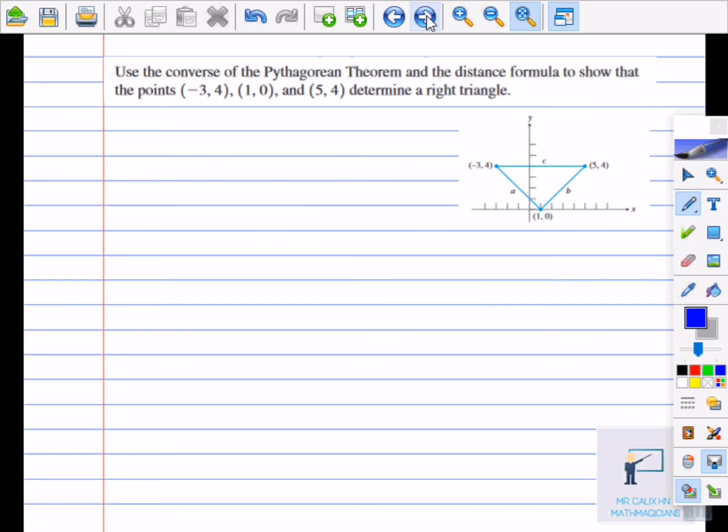The next one says, use the converse of the Pythagorean theorem and the distance formula to show that the points negative 3 comma 4, you can see it here, 1 comma 0, and 5 comma 4 form a right triangle. Remember that to determine if this is a right triangle, it has to satisfy the Pythagorean theorem. It says c squared is equal to a squared.